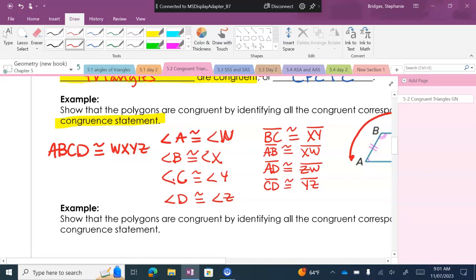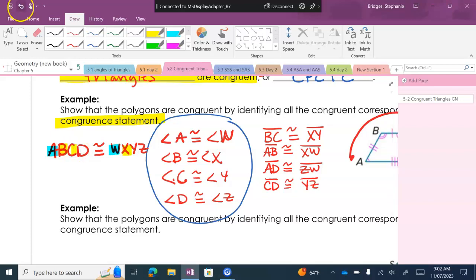Okay, so do you notice how, focus on what angles we said were congruent here, and then look at how we listed them. A and W are both listed first because they're the same. B and X were listed second because they're the same. C and Y were listed third because they're the same. And then D and Z were listed last, and they're the same. Does that make sense? Okay.